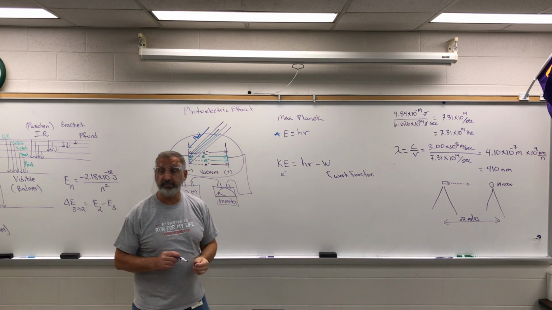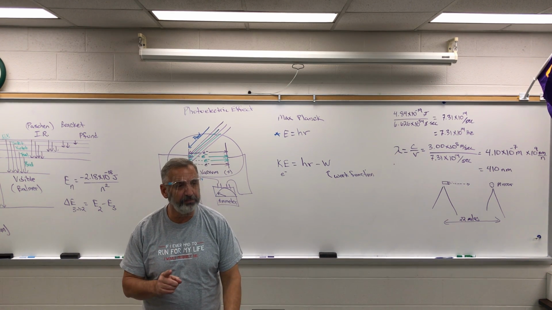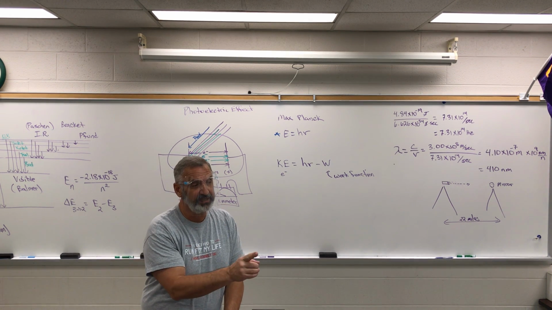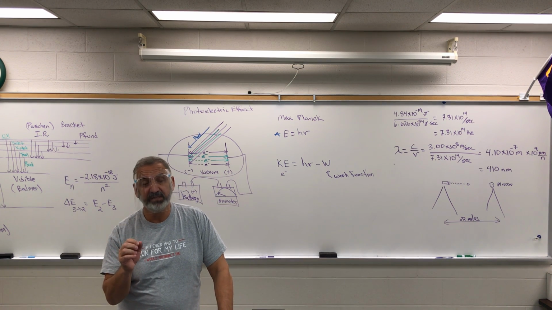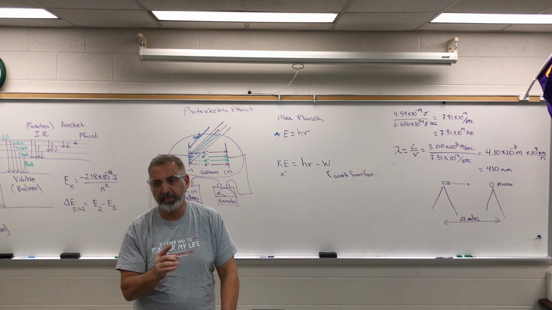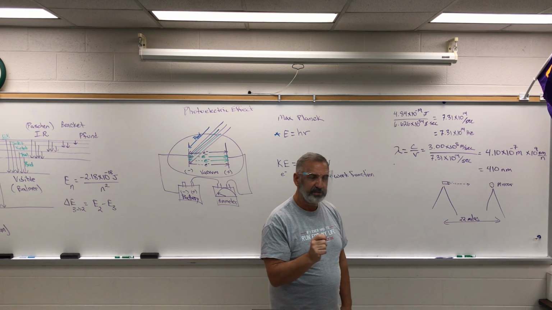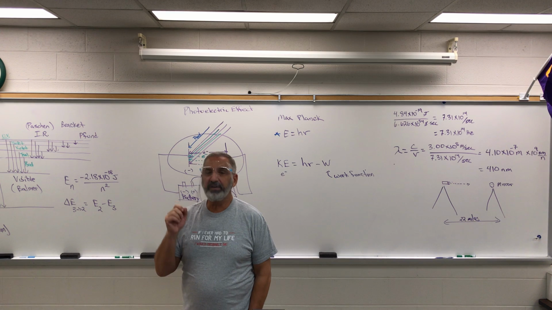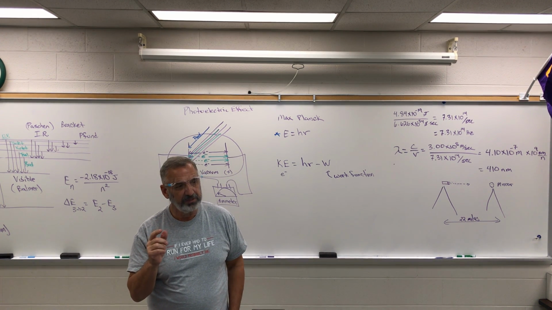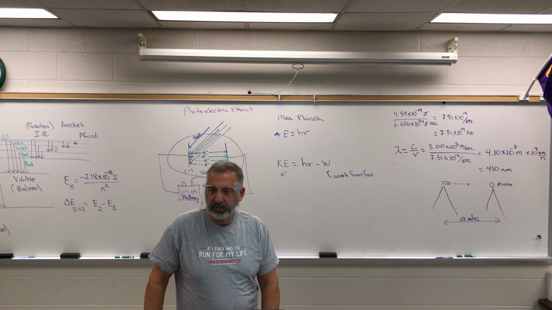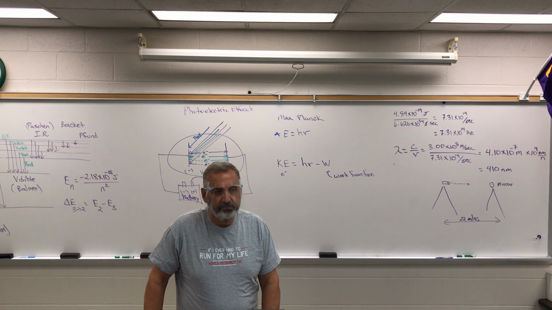So the takeaway from this, this is worthy of writing down: brightness determines the number of photons, frequency determines the energy of the photon. Brightness determines the number of photons. The frequency, parentheses, color, determines the energy of the photon. Everybody get that? Do I need to repeat it?